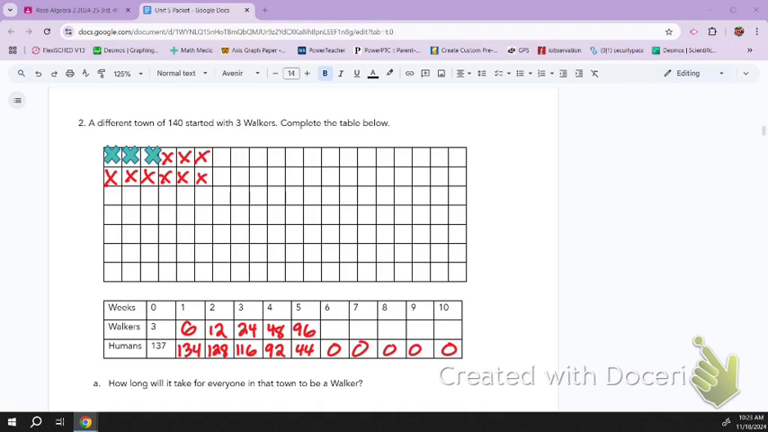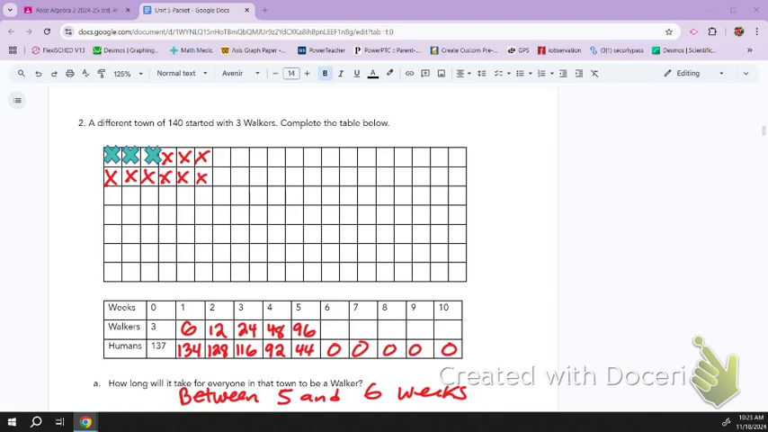So how long will it take this time for this pattern? How long will it take until everyone is a zombie or a walker? 5 weeks. Yep. So somewhere between 5 and 6 weeks, because if I do 96 times 2, I get 192, and then no more people are left.